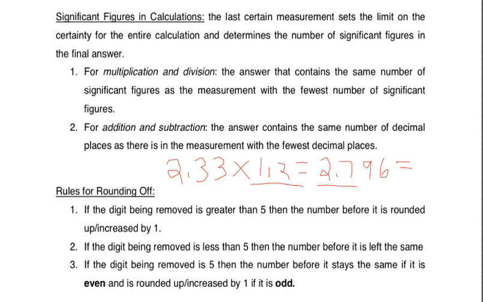And the same rules apply for division. So in the beginning, when you're dividing, look at the number that has the fewest digits, and your final answer should contain the same number of digits. Now we'll move on to addition and subtraction. When you're adding or subtracting, you need to match your final answer to have the same number of decimal places as there is in the beginning with the number that has the fewest decimal places.